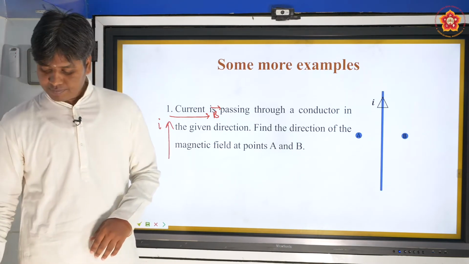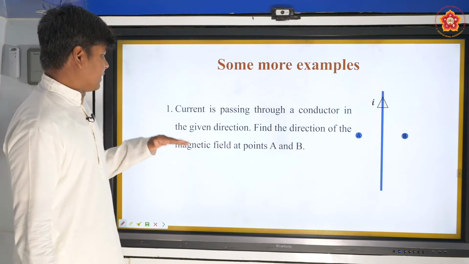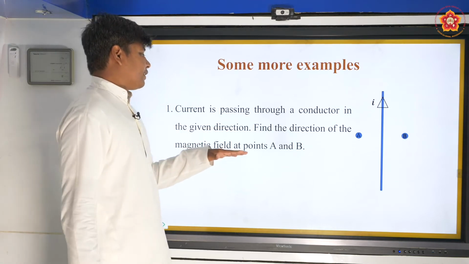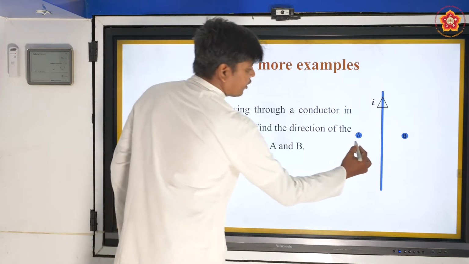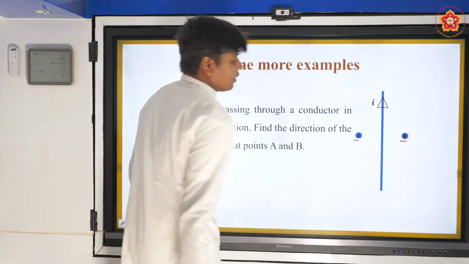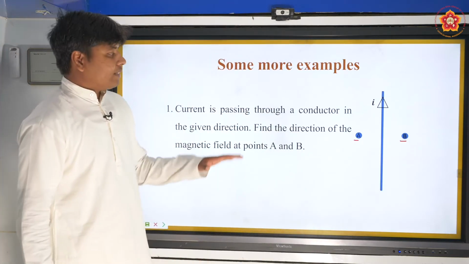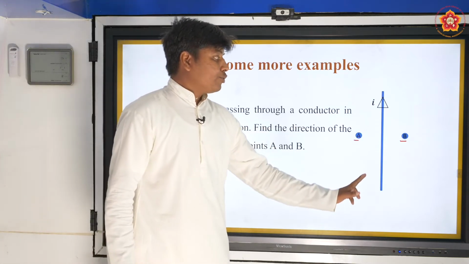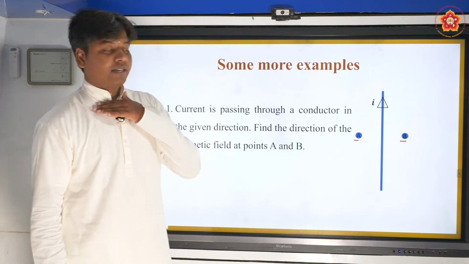Some more examples. Current is passing through a conductor in the given direction. Find the direction of the magnetic field at the points A and B. This is point A, point B. He is asking, what is the direction of the magnetic field at point A and point B due to this current carrying conductor?